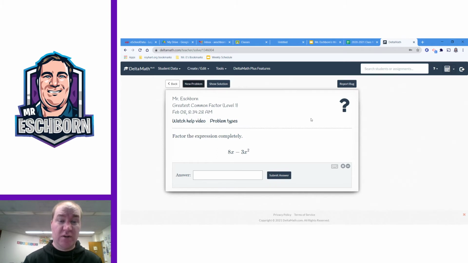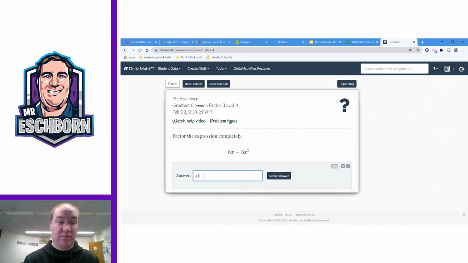All right, in this one, if we look at the numbers, there's no number in common, right? 8 and 3, there's not a number that divides into both 8 and 3. But both terms have x's, right? So in this case, the GCF is going to be a variable. It's going to be an x, right? The first term has an x, and the second term actually has x times x, right? So what's the most I can divide out of both of them is 1x, right? Is x to the first power.